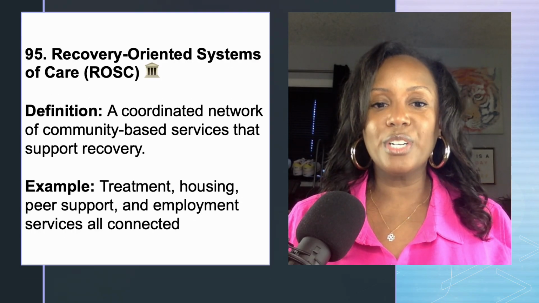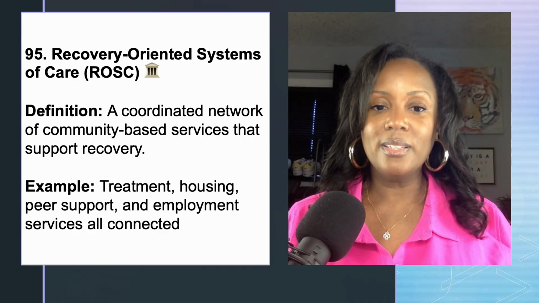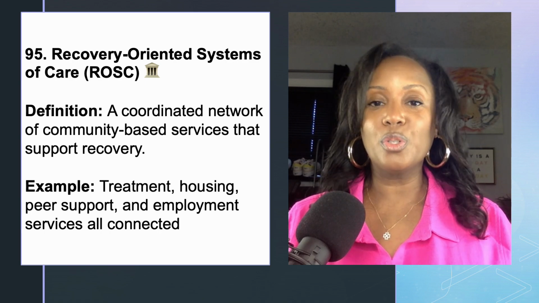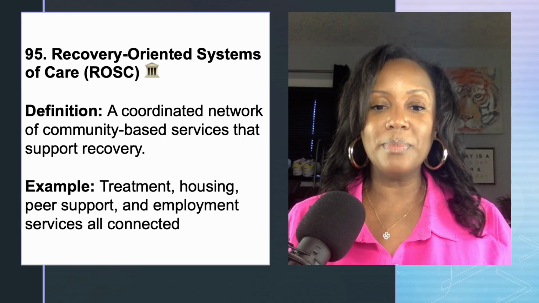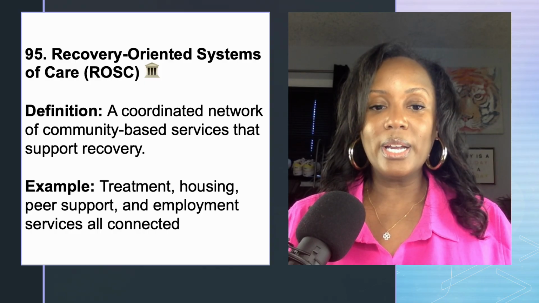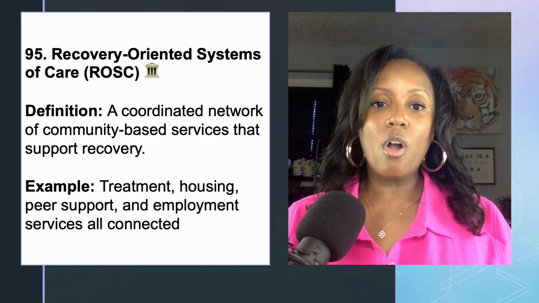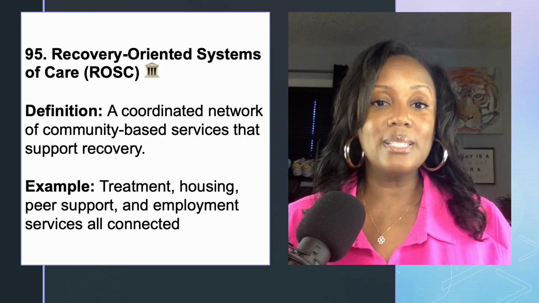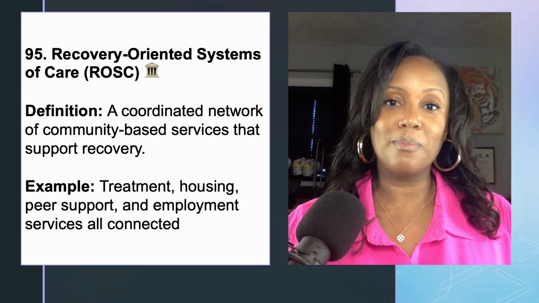Term 95 is Recovery-Oriented Systems of Care, or ROSC. These are coordinated networks of community-based services that work together to support recovery. Examples of ROSCs include treatment, housing, peer support, and employment services. Clients don't recover in a bubble. Strong recovery-oriented systems of care keep clients connected to the supports they need to maintain recovery over time.